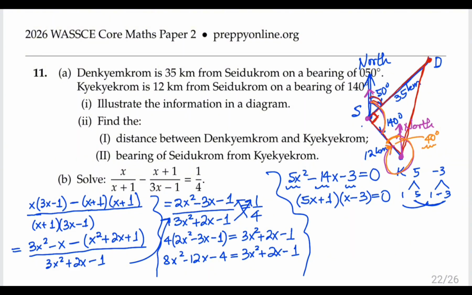And when we do that, we can now solve for x. X is going to be equal to minus 1 over 5, or x is going to be equal to 3. So those are the two values we get for x. It's always good to cross-check your work by substituting the values back into the equation. So you can do that to confirm that everything we've done is correct.